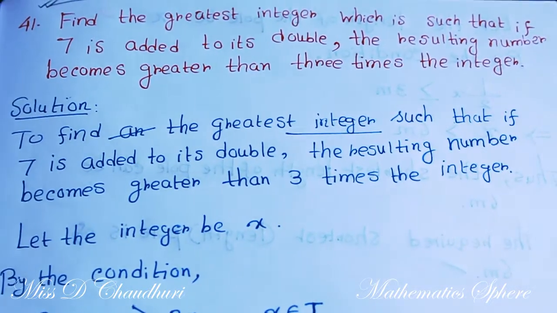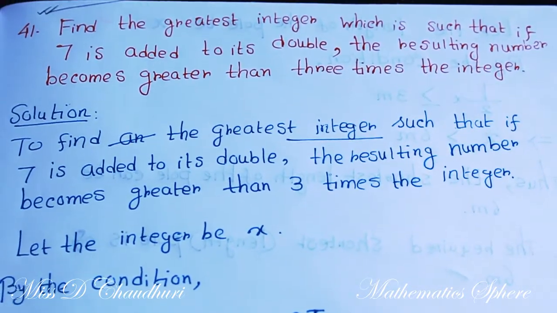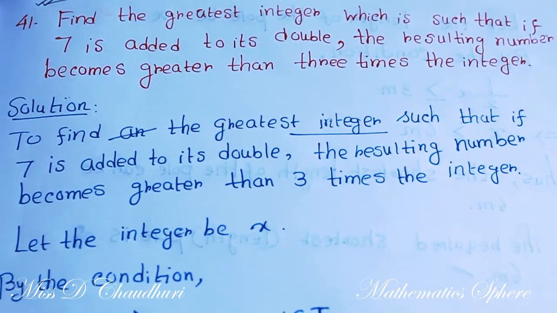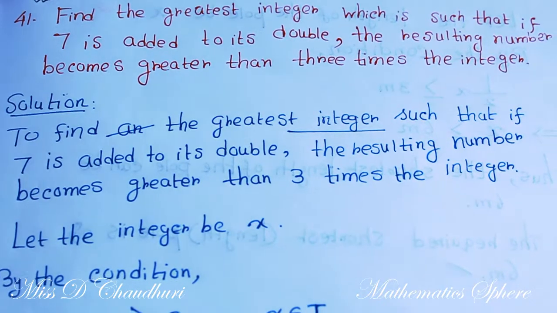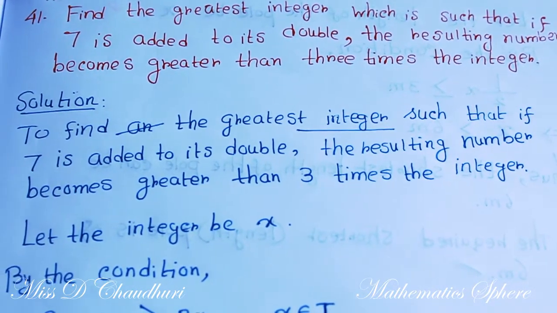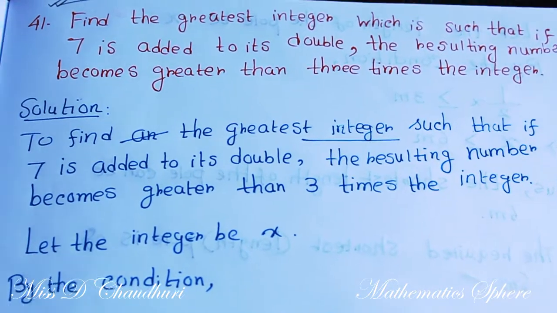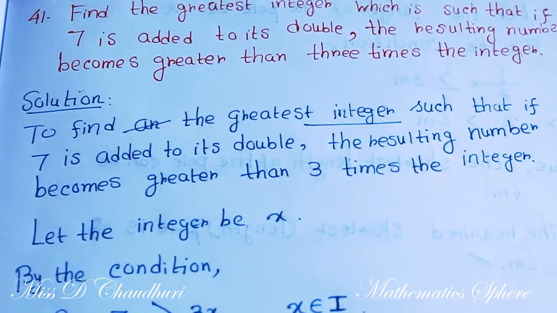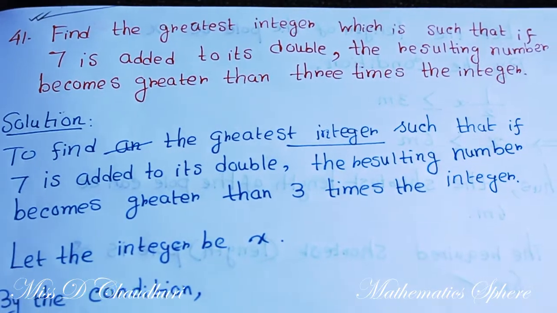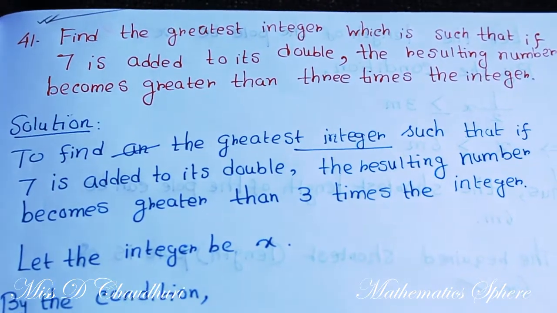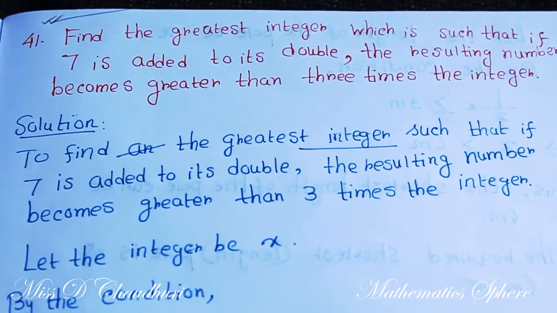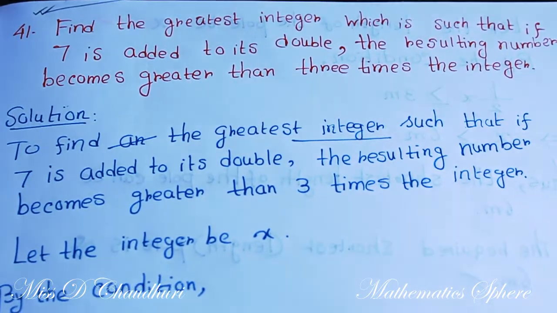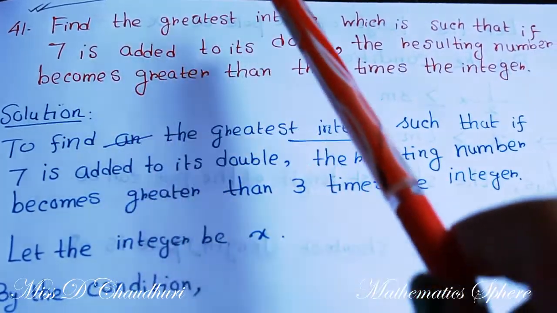Now see this question, what they are telling: find the greatest integer such that if 7 is added to its double, the resulting number becomes greater than 3 times the integer. This type of sums we have already studied in linear equations and quadratic equations. Here, by the given condition we will have to form one inequality first, then we will solve that inequality to get the answer. So we will have to find the greatest integer.